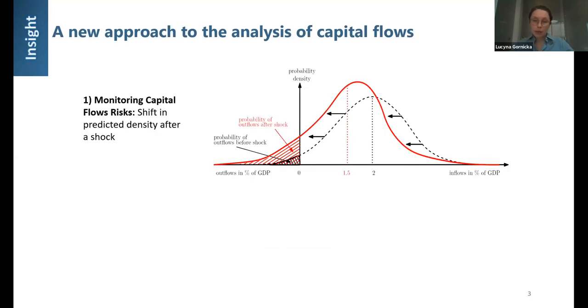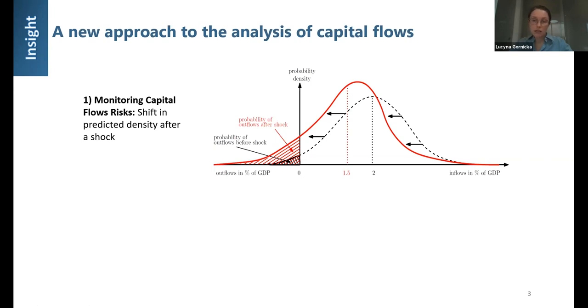So just to give you an illustration of how we approach studying capital flows in the paper, the chart here shows hypothetical probability density functions for some hypothetical emerging market economy. The black dashed line shows the density in some initial state. So the median flows are equal to 2% of GDP, and the black dashed area, to the left of zero, shows the probability of outflows in this initial state.